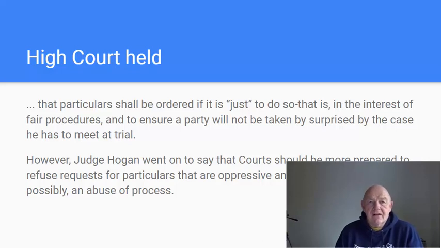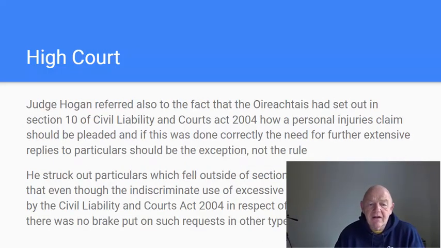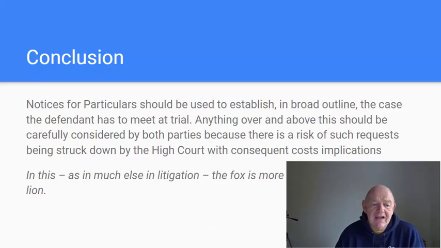He also referred to the fact that the Oireachtas had set out in Section 10 of the Civil Liability and Courts Act 2004 how a personal injuries claim should be pleaded, and if this was done correctly, the need for further extensive replies to particulars should be the exception and not the rule. He struck out particulars which fell outside of Section 11 in this particular case. He also commented that even though the indiscriminate use of excessive particulars was curtailed by the Act in respect of personal injury claims, there was no brake put on such requests in other types of case, in other words, non-personal injury cases.